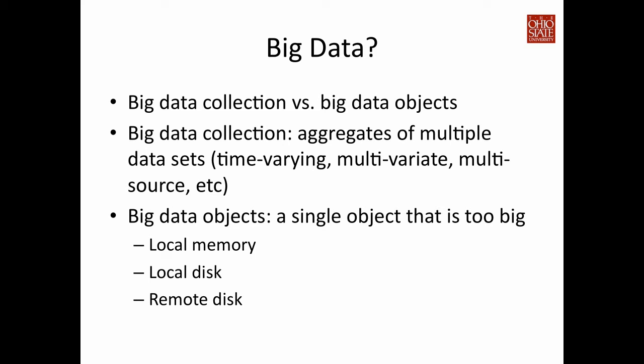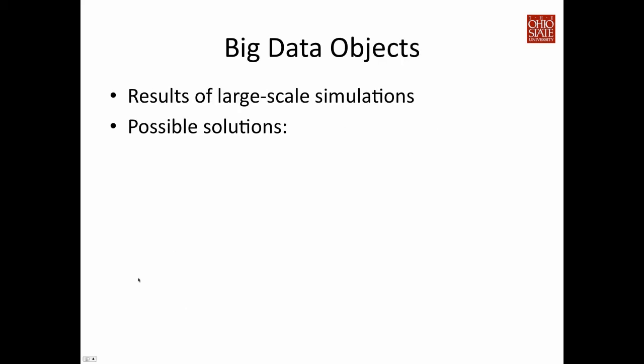For a big data object, we typically have a single object that is too big. For example, one single time step output of a simulation is larger than the local memory size, and it is too big to be read or written efficiently to local disk or remote disk. My following slides are mostly focused on big data objects, that is, the object that is needed to generate some visualization is already too big for a typical machine. So what are the solutions for handling big data objects output from scientific simulations?